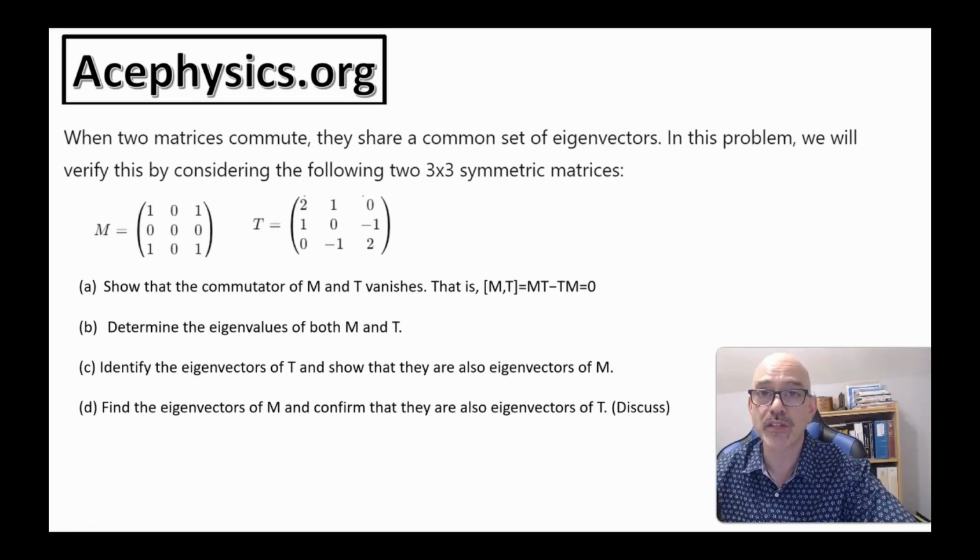And so any real symmetric matrix is also Hermitian. In quantum mechanics, we're interested in Hermitian and unitary matrices, and unitary matrices are the exponential map of Hermitian matrices.